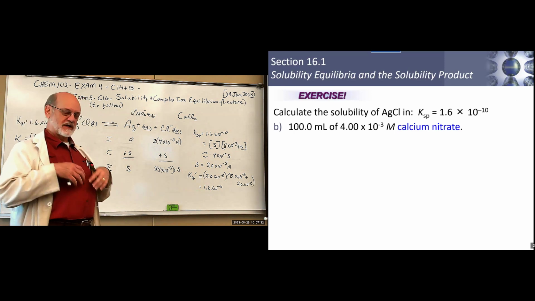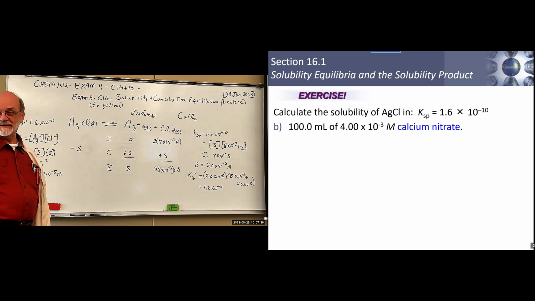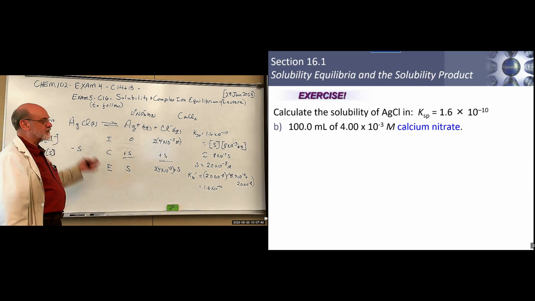So extrinsically, capacity factor, we're going to get more of that in solution if we have more volume.